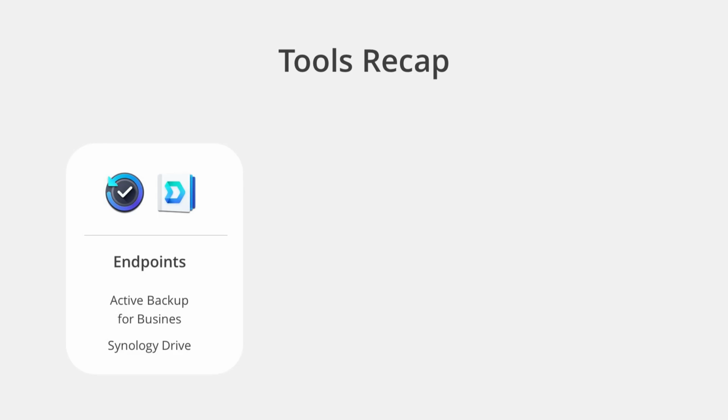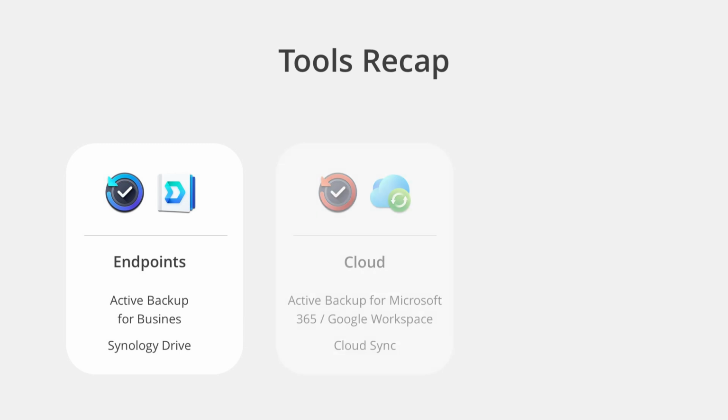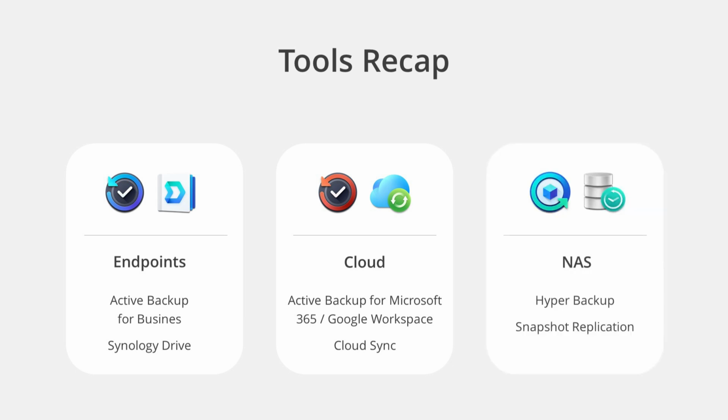After that, we looked at all the different backup tools available. So for your endpoints, you have Active Backup for Business, Synology Drive, and C2 Backup. For your cloud data, you have Active Backup for Microsoft 365, Active Backup for Google Workspace, and Cloud Sync. And then for your NAS, you have Hyper Backup and Snapshot Replication and high availability. The last thing we looked at is how all these different backup tools work together in a real-world environment.